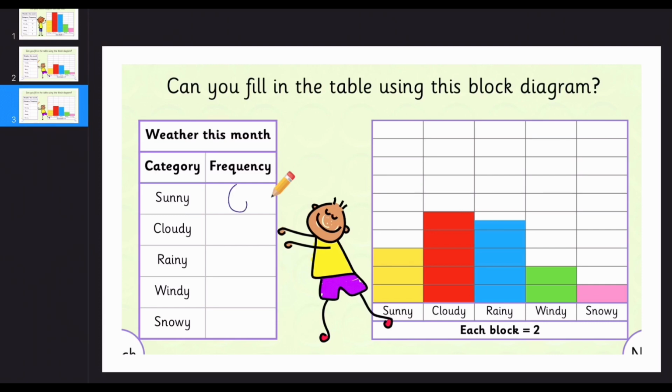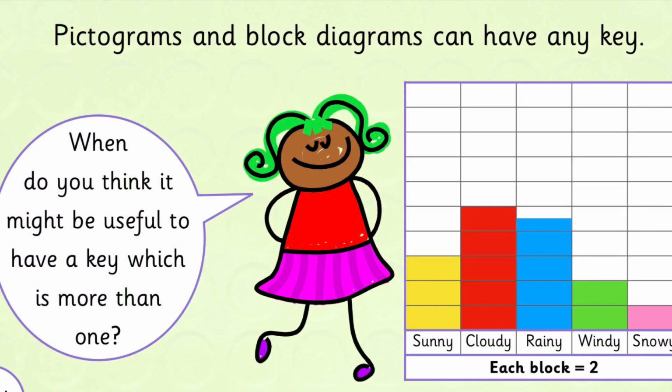So there are 6 sunny days. Looking at the cloudy ones, there are 10 cloudy days. Now, the rainy days are more tricky because half of a block has been coloured very carefully. So I can see that there are 2, 4, 6, 8, 9 rainy days. There were 4 windy days and just 2 snowy days. Pictograms and block diagrams can have any key, and it should be the first thing that you look for when you read a diagram, children.